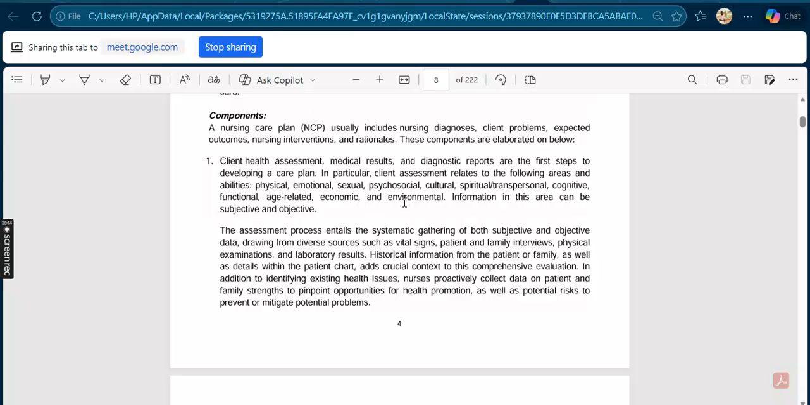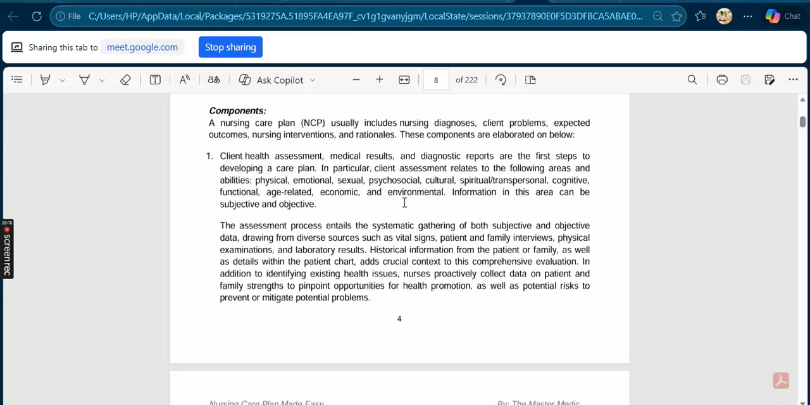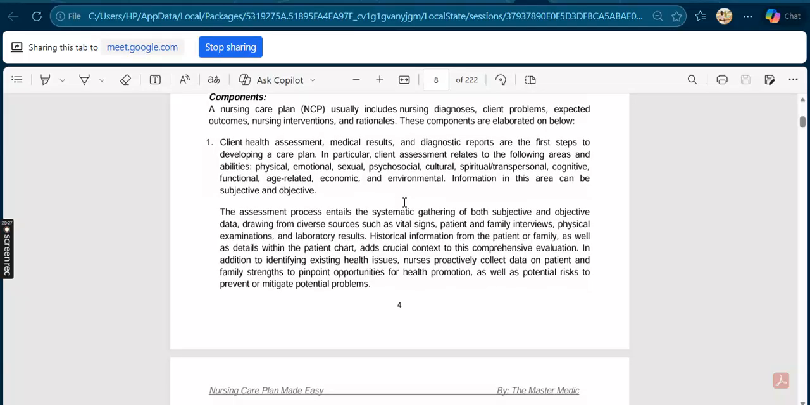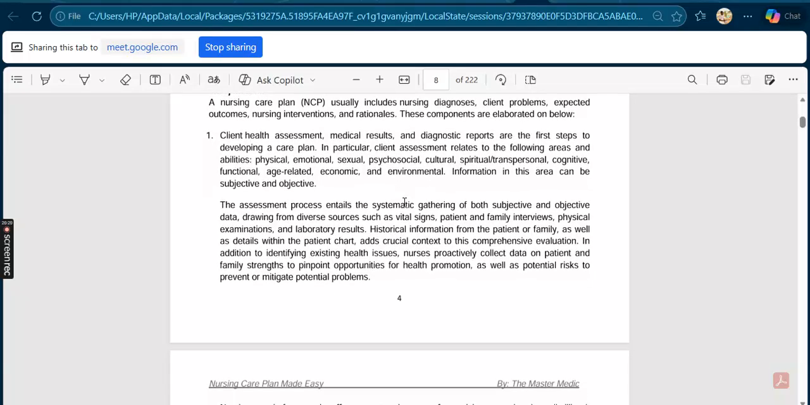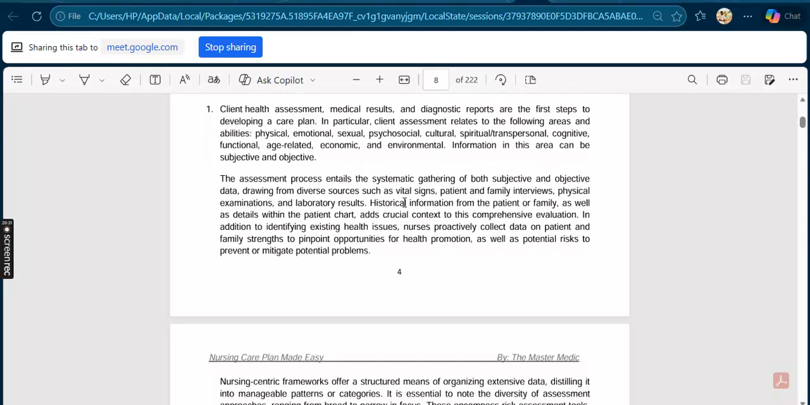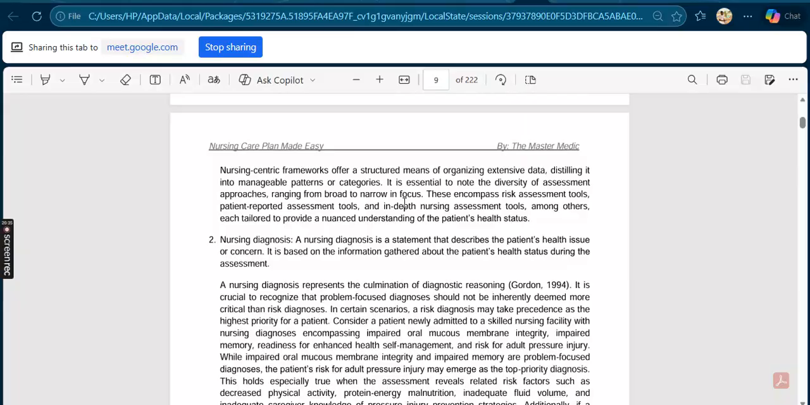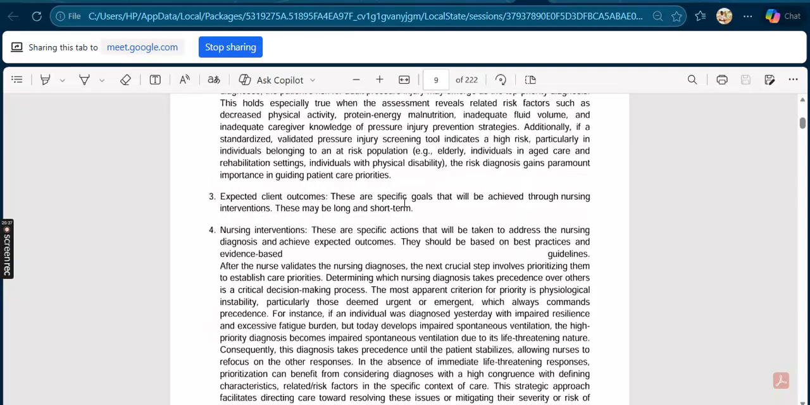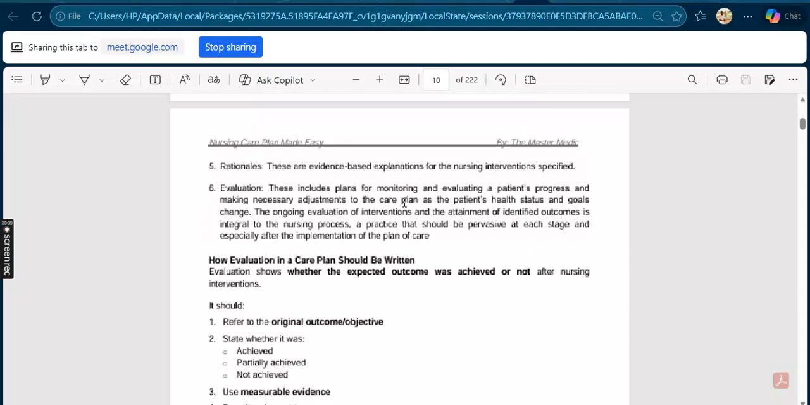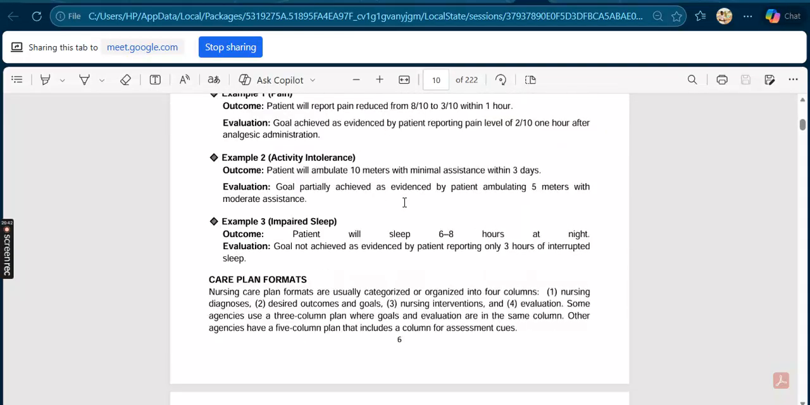All right, let's look at the components of the nursing care plan. So this is how we're going to delve into it. The nursing care plan usually includes nursing diagnosis, clients' problems, expected outcomes, nursing interventions, and rationales. These components are elaborated on below. Like I said, I mentioned assessments earlier, and they are all found here. So let's quickly jump all over these.